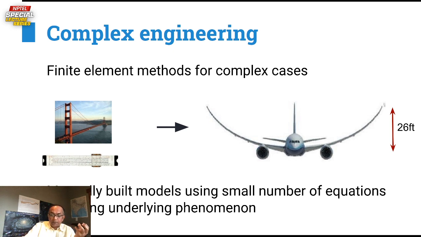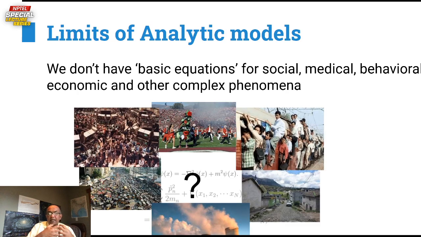It's the same small number of equations which capture the underlying phenomenon. There's a problem with these kinds of analytic models. And the problem is, if you consider really complicated phenomena, today we have COVID. We don't have the basic equations which tell us how much the spread is going to be. We have heuristics, we build models.